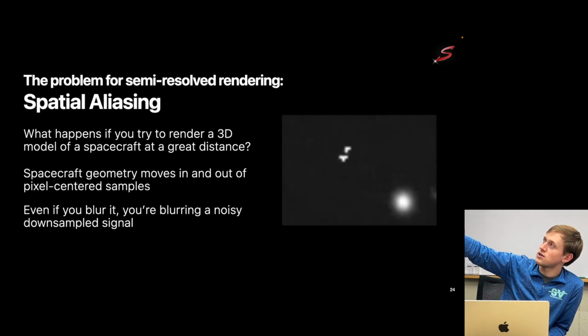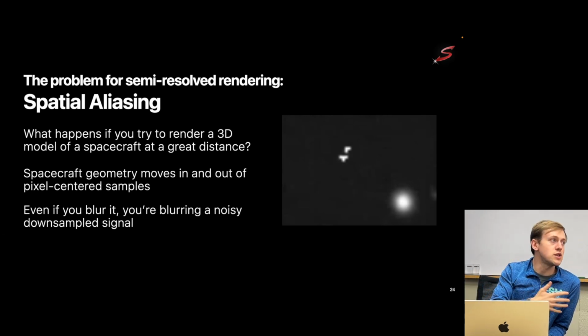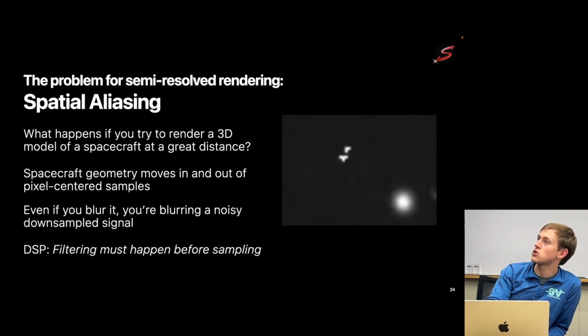Even if you blur it, so this is an upscaled and blurred spacecraft, you're still blurring a noisy downsampled signal. And this is what you get if you, for example, use the optical stimulator right now on a distant spacecraft. So if you draw a small spacecraft on the optical stimulator, you're still using a rasterization-based pipeline. And so you are getting the impact of the optical system in the optical stimulator, but it's not on a physically accurate model of what light should be coming into the camera because it's already been downsampled and aliased by the rendering pipeline. So what you really want to do is, if you've done DSP, you know you need to filter a signal before you sample it, not after. And so that's the aim of this work.